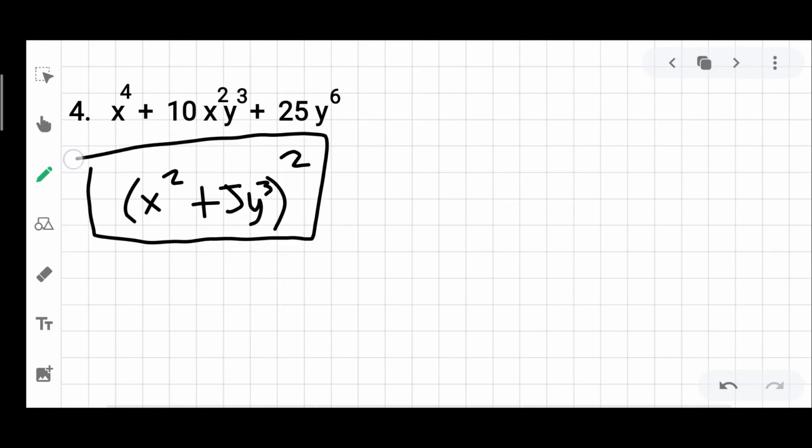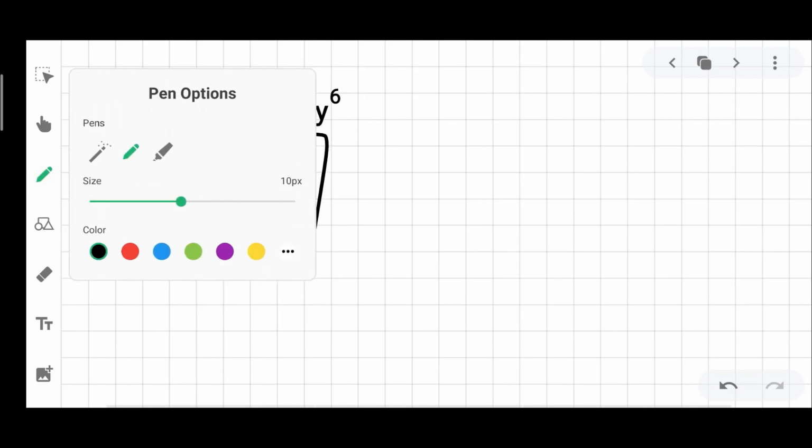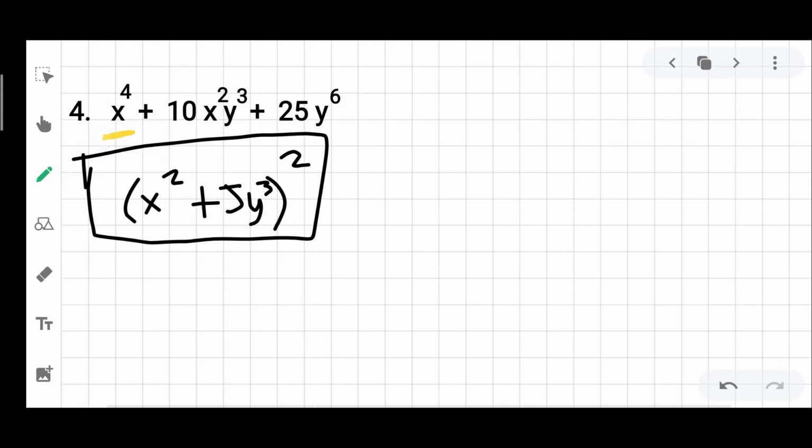So, again, saan nga ulit kayo titingin? If you want to factor perfect square trinomial, first and last term, para makuha nyo ito.